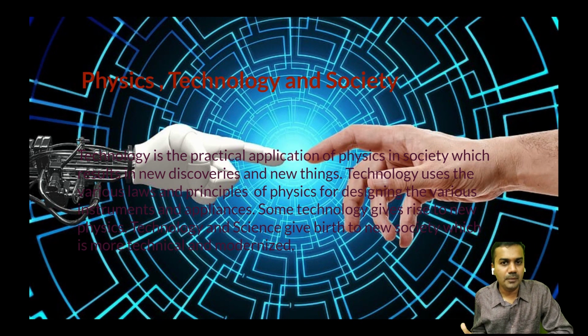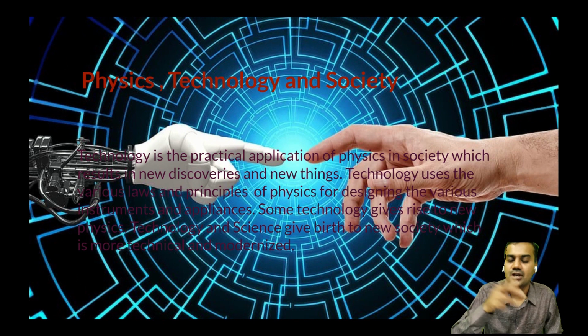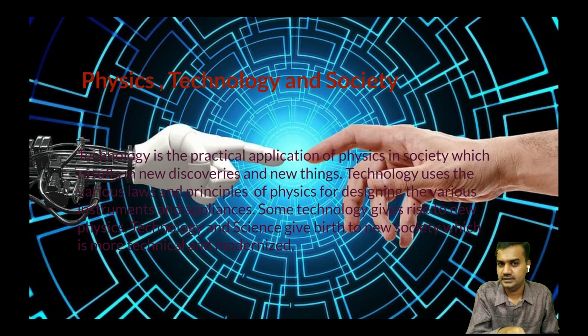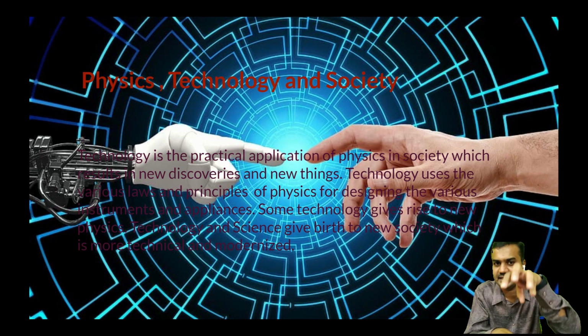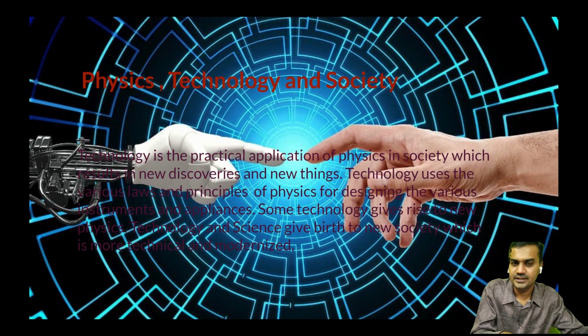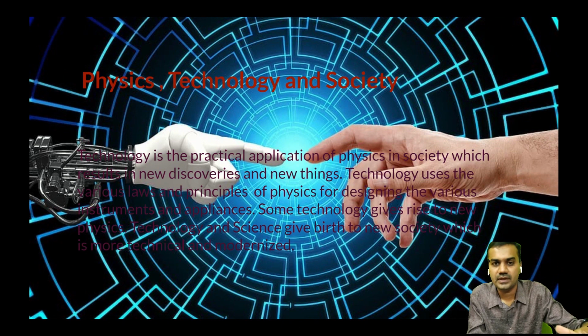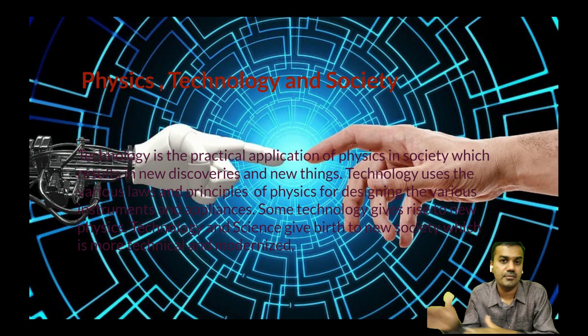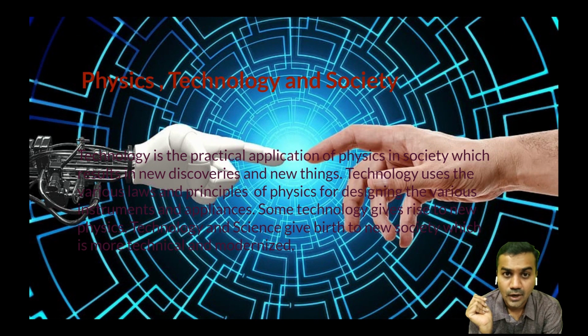The scientists developed a microscope by using electrons, and that microscope is called the electron microscope. So the electron microscope is the application of physics. What is the physics here? The wave nature of electron is the physics. And what is the technology application of physics here? That is the electron microscope. So physics helps the technology.